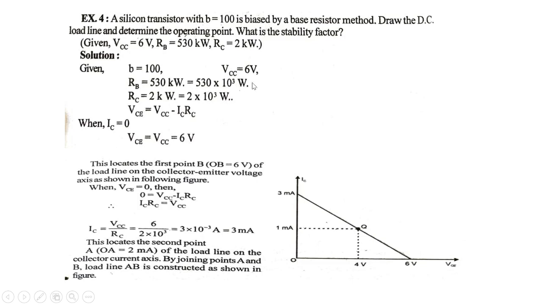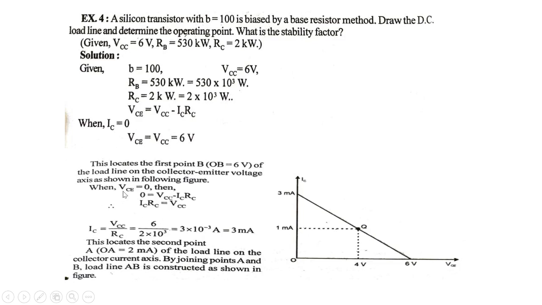So beta equal to 100, VCC equal to 6 volt, RB equal to 530 into 10 raised to 3 ohm, and RC equal to 2 kilo ohm equal to 2 into 10 raised to 3 ohm. VCE equal to VCC minus ICRC. When IC equal to 0, VCE equal to VCC equal to 6 volt. This locates the first point B, OB equal to 6 volt, of the load line on the collector emitter voltage axis as shown in the figure.